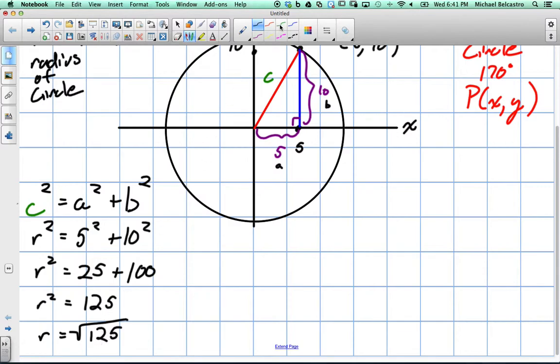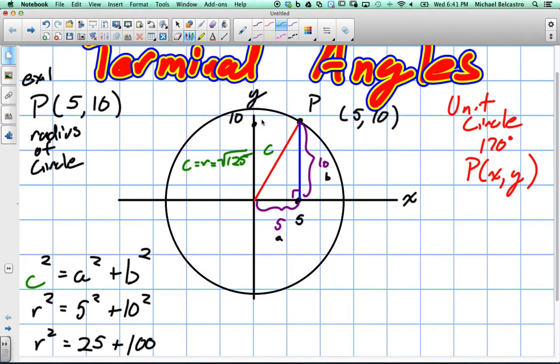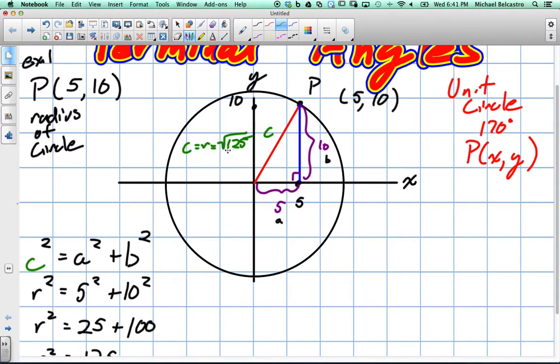So you would say c or r, in our case, I'll write it in green. I'm going to say c is equal to r, which are the same thing, which is equal to root 125. So that's how long the radius of this circle is. They want it as an exact value, so we leave it as a root. Okay. Example 2.